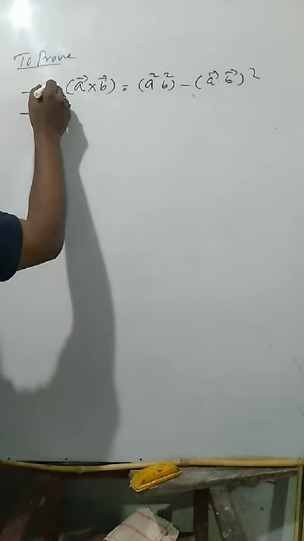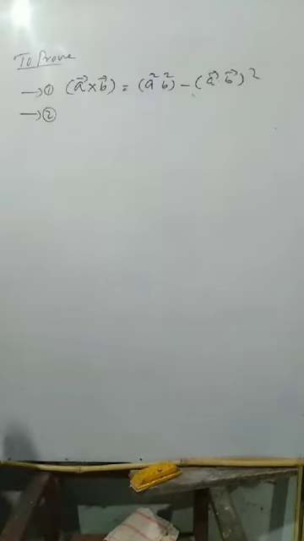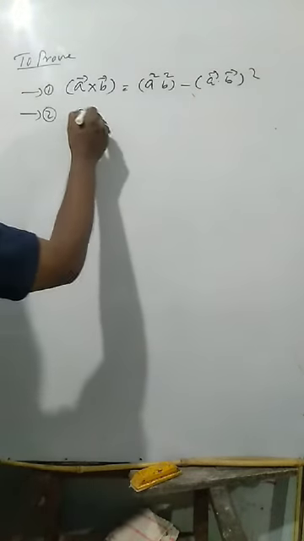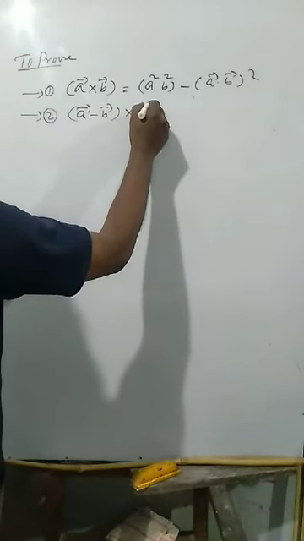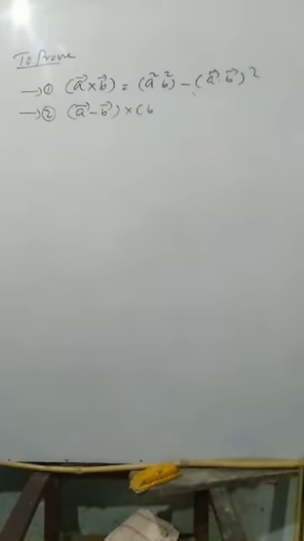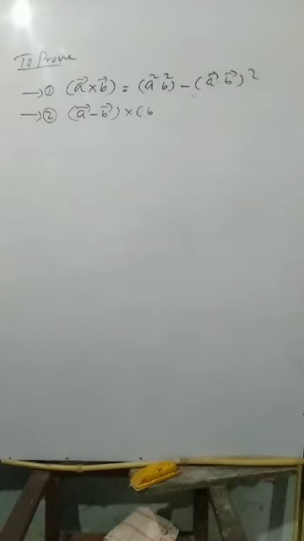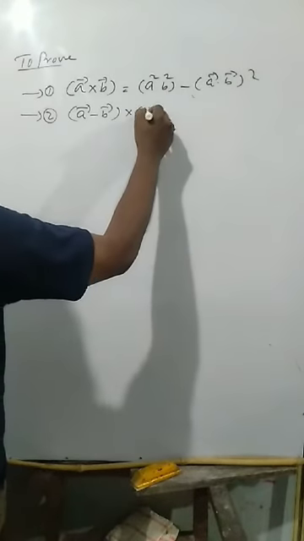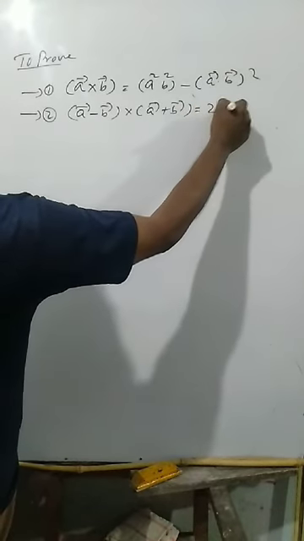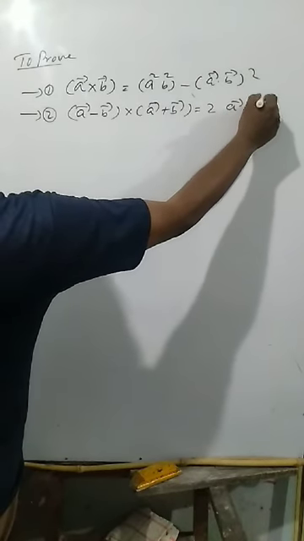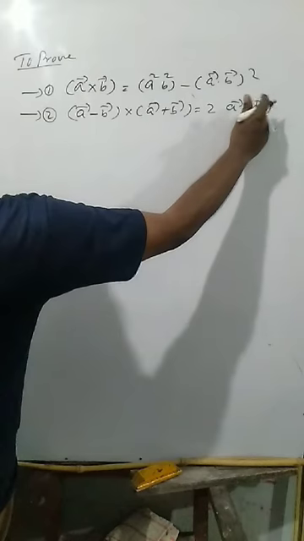Second proof: A minus B cross A plus B equal to 2 into A cross B. We have to prove this.